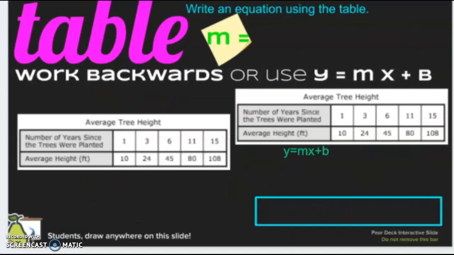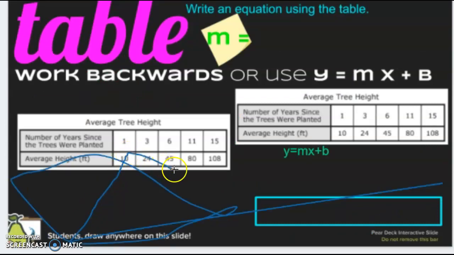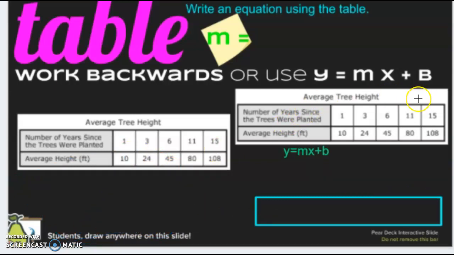Okay, so now we're given a table where 0 cannot be found in the x column. Okay, so I cannot find 0 in the x column. So what I'm going to do now is find slope, regardless of whichever way you choose. If you choose to work backwards or to use your equation, you still have to find slope first. So I'm going to use the points (1, 10) and (3, 24).